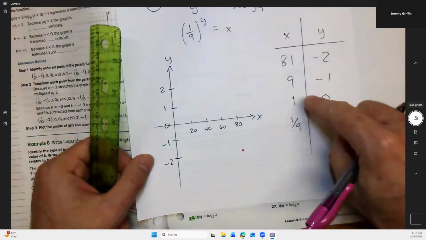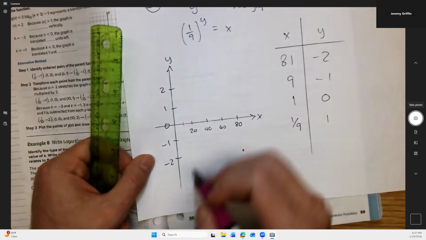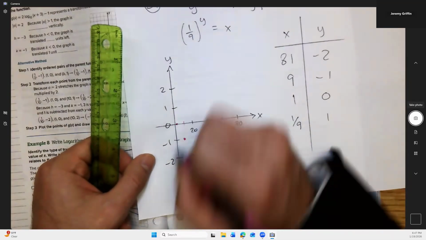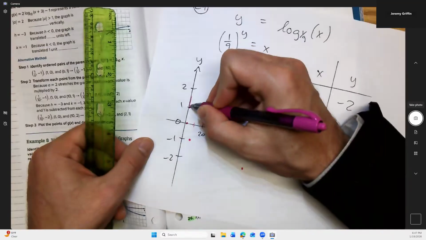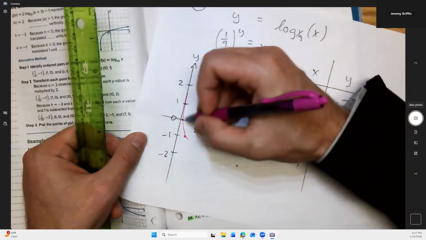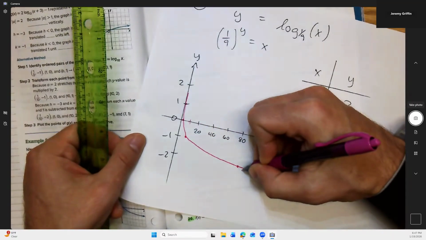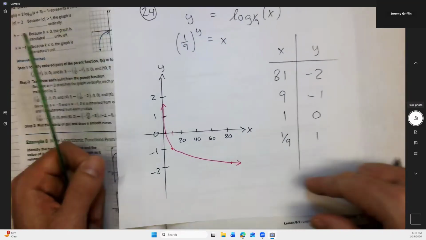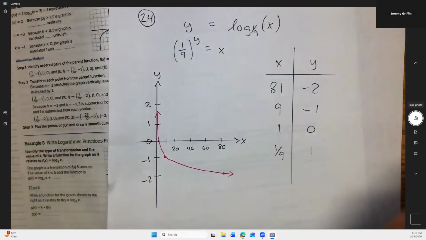When x is 9, which is way back here, y is -1. When x is 1, y is 0. And when x is 1/9, y is 1. Okay, so this is going to be an upside down looking logarithm. It still has a vertical asymptote on the y-axis at x equals 0. It will have a range of anything from -infinity to infinity. The range is unrestricted. But it is like an upside down logarithm.